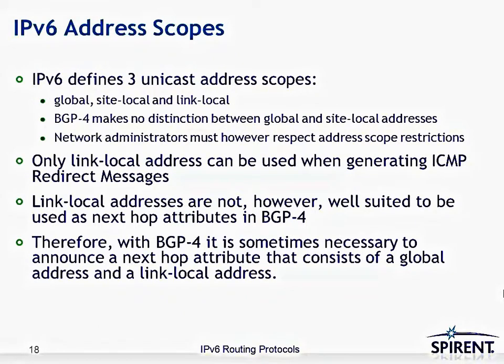As we discussed in the IPv6 addressing architecture topics of this course, there are 3 different types of unicast address scopes: global, site local, or link local. BGP4 makes no distinction between global and site local addresses. Of course, it's up to the network administrators to respect the address scope restrictions. In other words, don't advertise a site local address into the global internet, for instance.